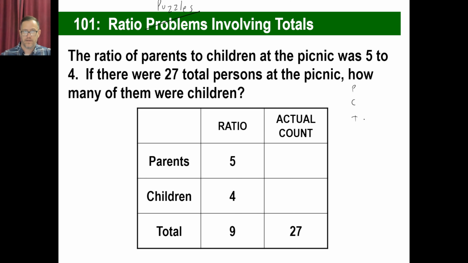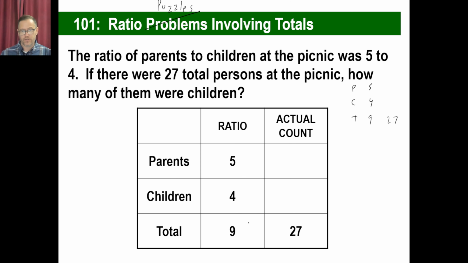The ratio of parents to children was 5 to 4, so I go, okay, that's 5, and then the 4. There were 27 total persons. Obviously with the 5 and 4, there could be 9 persons, right? But they're telling us there are not. There are 27, so next to this I would just put a 27. Now your only job becomes to go, okay, the ratio was this to this. What did I do to 9 to get to 27? Obviously, you multiply it by 3.